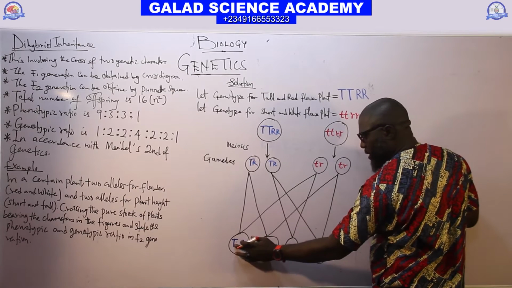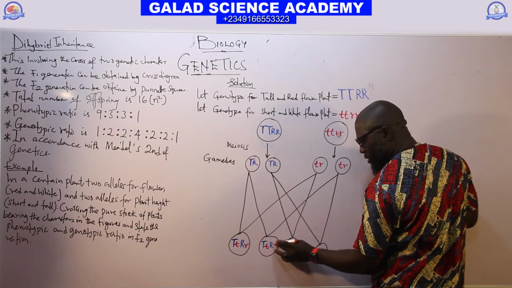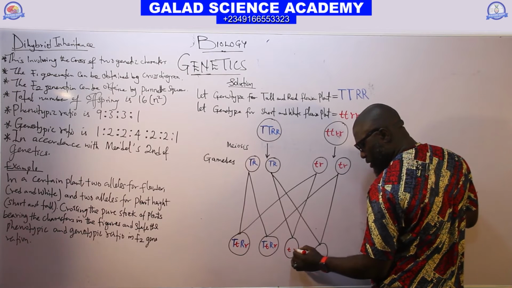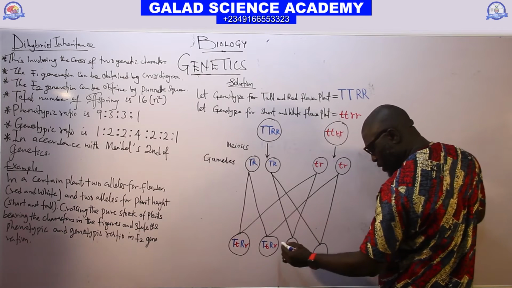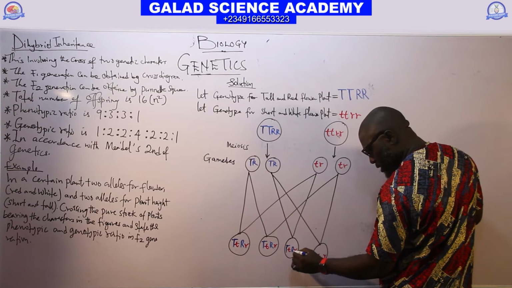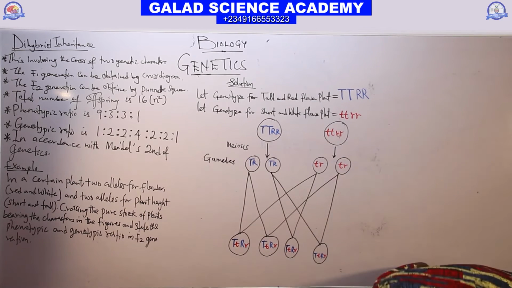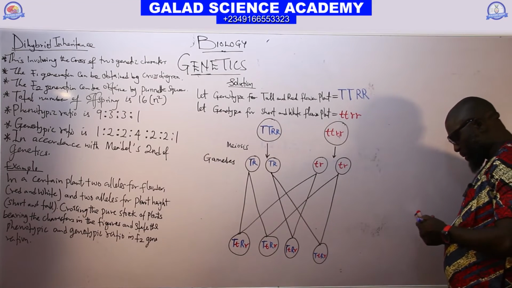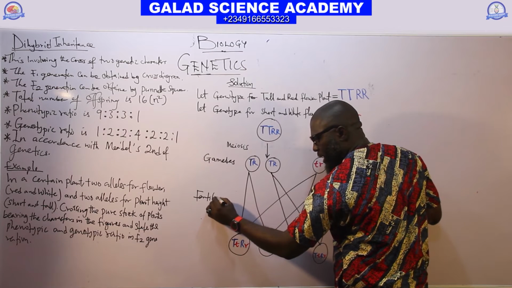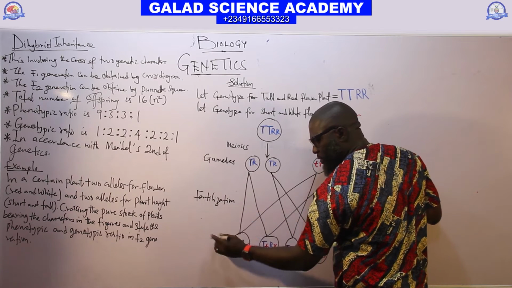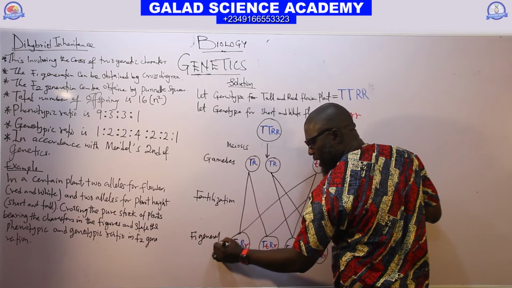When this combines here, small t, small r, small t, small r, small t, small r, small t, small r. You have T, r. You can now see that this is the fertilization, and everything you have here is the F1 generation.